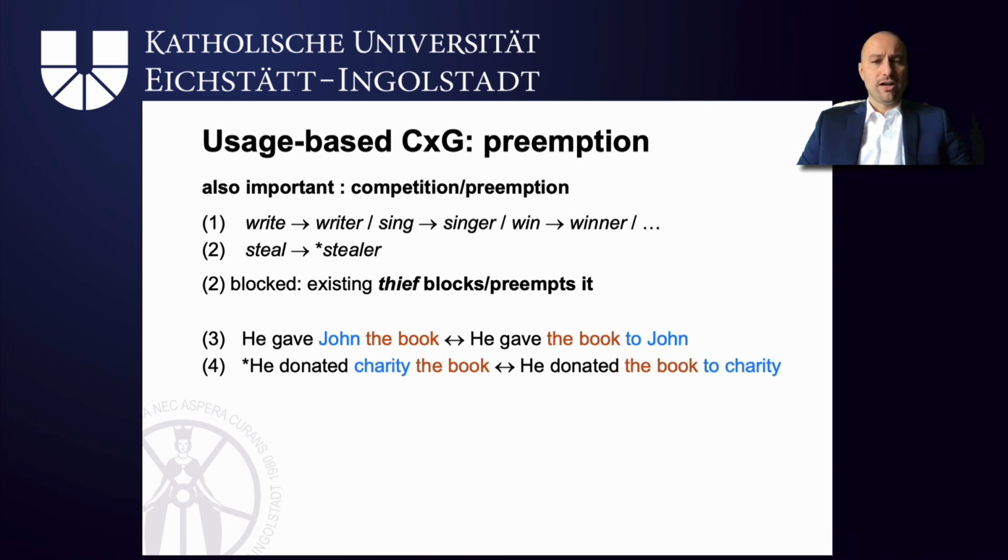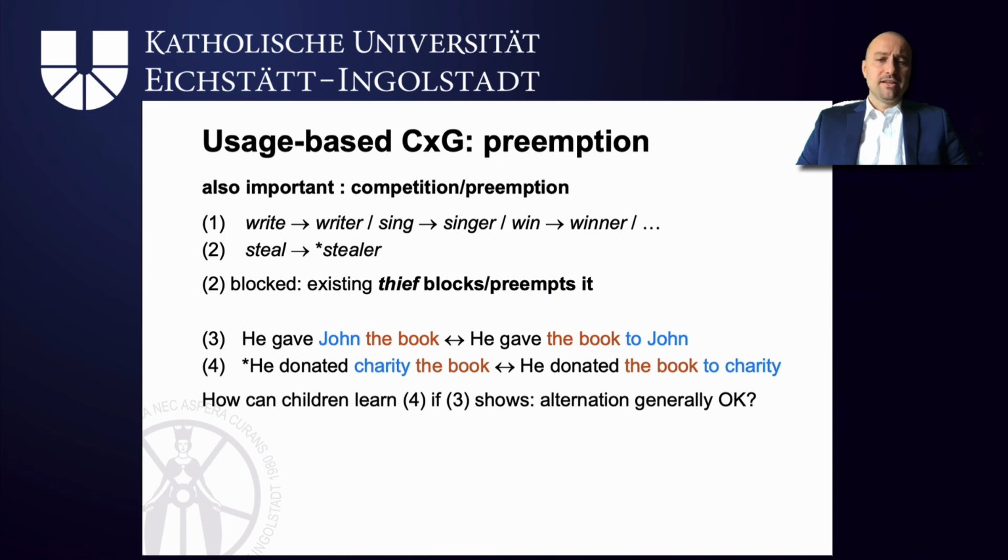There are, however, some verbs like donate that do not work in the ditransitive construction. So he donated charity the book doesn't work. You've got to say he donated the book to charity. How can children learn that, however, if they never hear he donated charity the book? Why don't they say this? Well, it turns out that even though the alternation is generally okay, there is subtle statistical information that helps kids avoid saying he donated charity the book. Though it doesn't completely preclude it, someone somewhere might actually say it, but the likelihood of it appearing is way lower than he donated the book to charity.